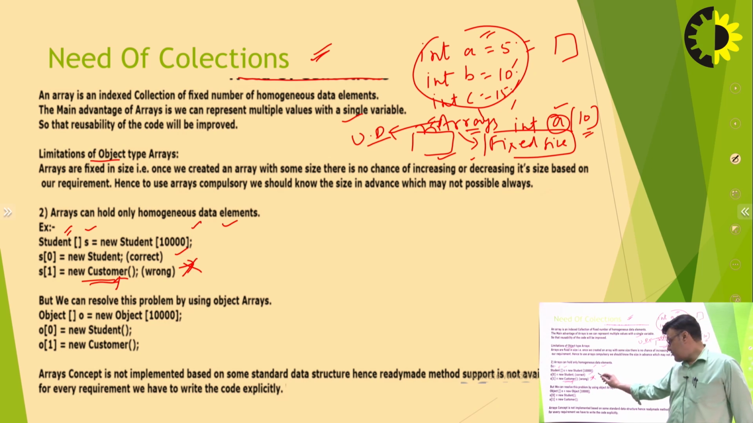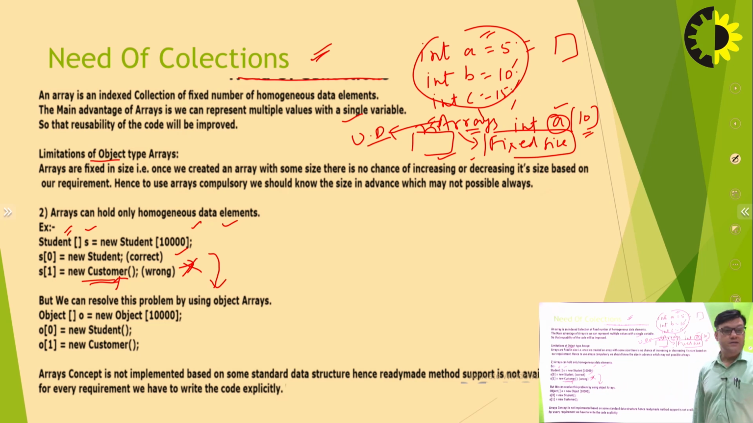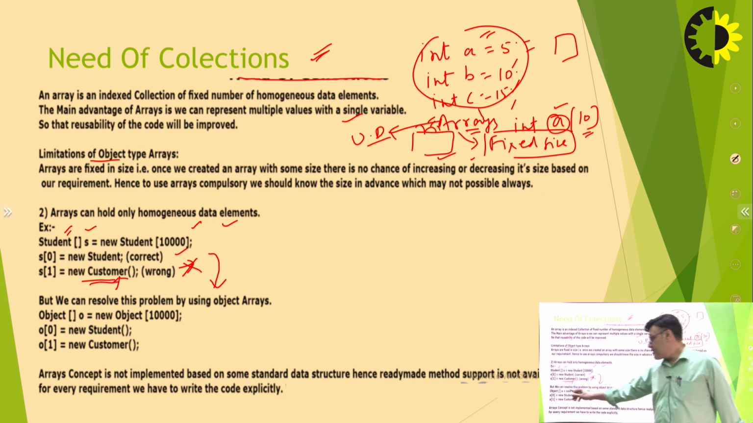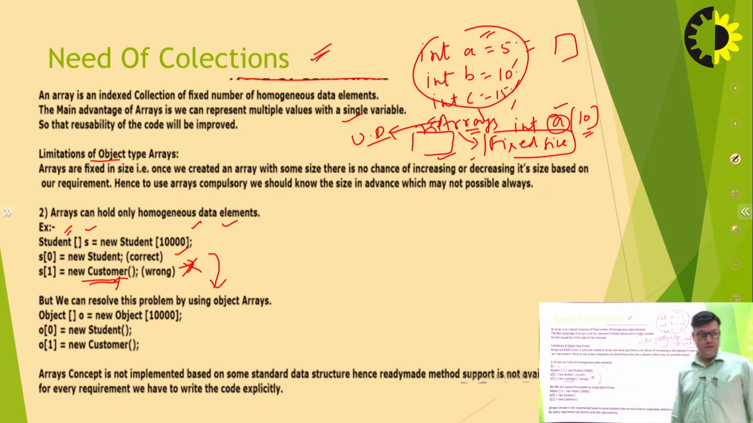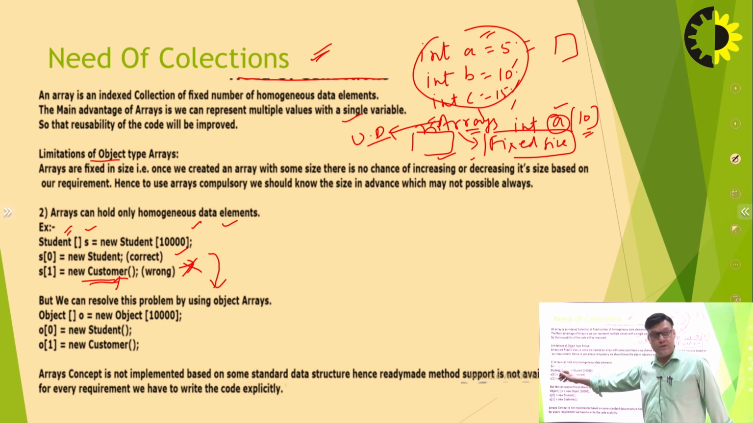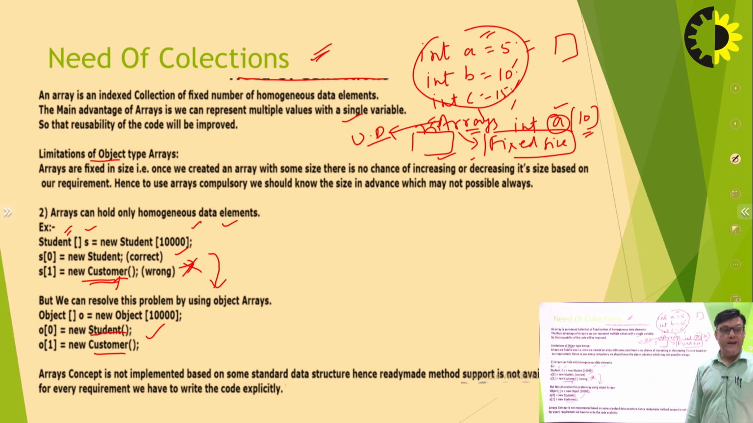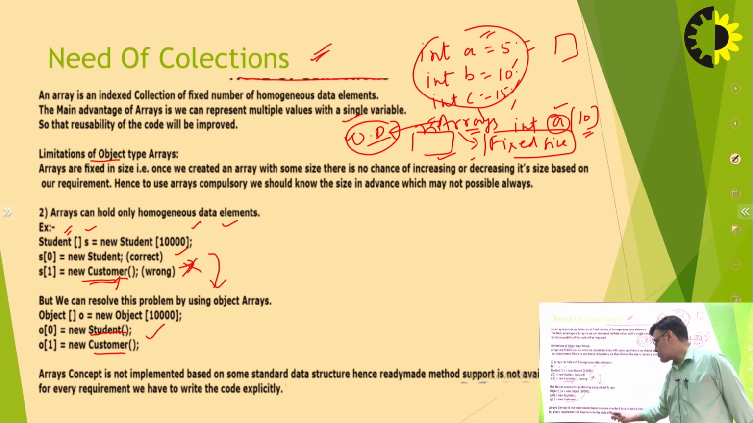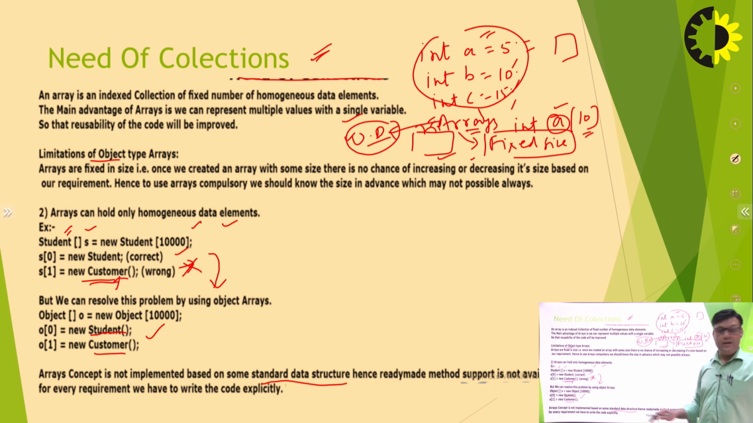But Java itself finds a way out. The solution is that we just need to declare an array of Object type. Here we have declared an array of Student type only, but here we declare the array of Object type. Now it can support both Student as well as Customer. Okay. So array concept is not implemented based on some standard data structure. No underlying data structure support is there in arrays. Hence, it does not provide any ready-made methods.